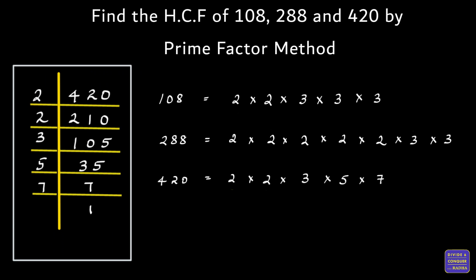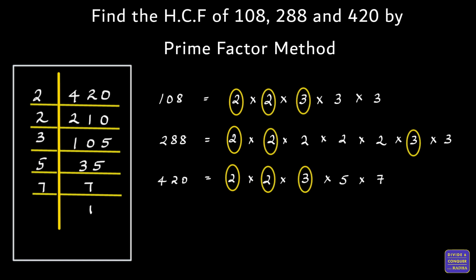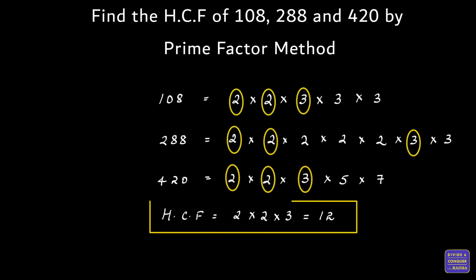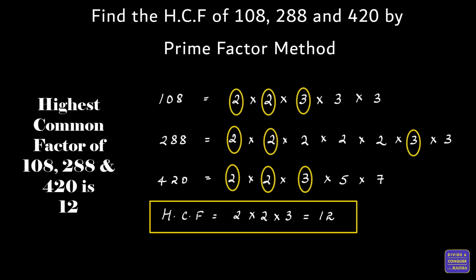Now let's circle the common prime factors that are available in all the three numbers. So the common prime factors are 2 into 2 into 3. The remaining numbers do not have common prime factors, so we need to ignore them. The product of 2 into 2 into 3 is equal to 12. Therefore, the highest common factor that divides 108, 288 and 420 is equal to 12.